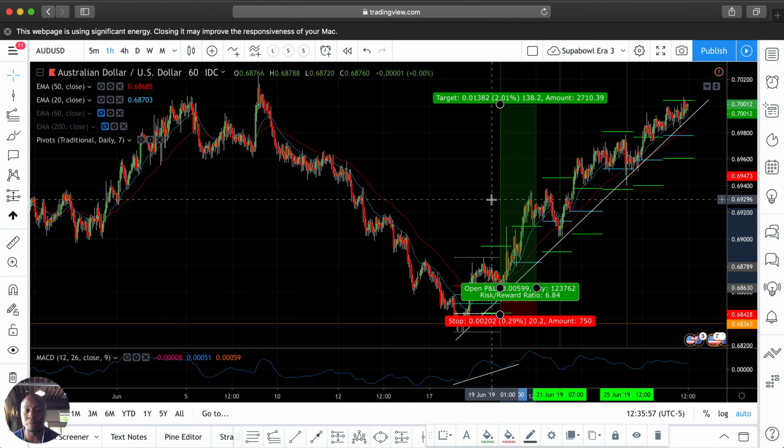But yeah, I think this might be a bit of a breakthrough on simplifying the trade management aspect of taking that initial entry, that breakout entry.